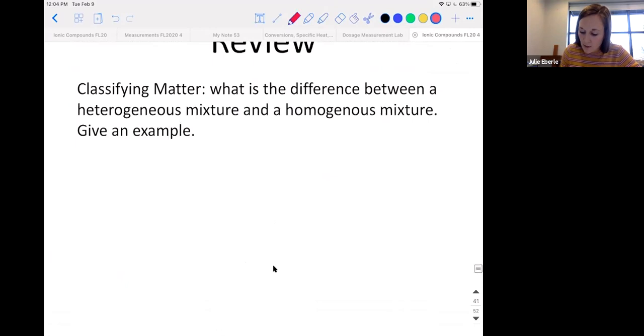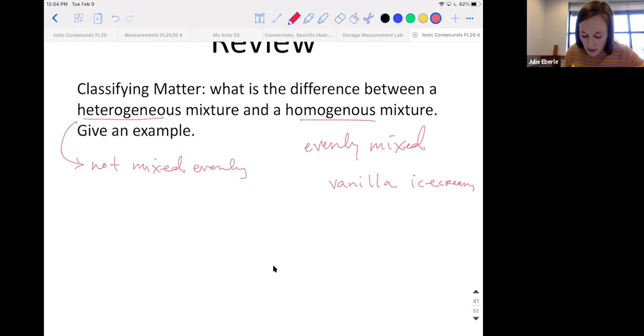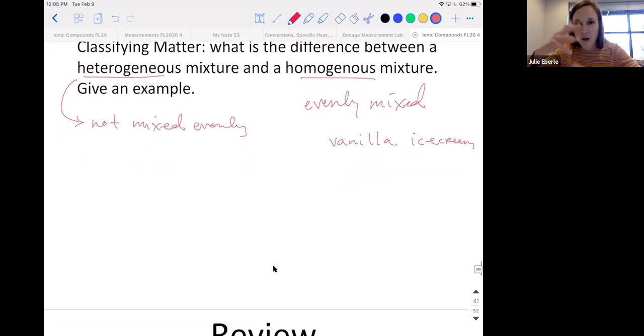What's the difference between heterogeneous and homogeneous? Homogeneous is evenly mixed. Okay, even throughout. You have multiple things mixed together, but they're distributed evenly. Example would be vanilla ice cream. Heterogeneous, the things are mixed, more than one thing, but it's not mixed evenly. Okay, it's not uniform throughout. The example is, what's a good example? Cookies and cream ice cream. Thank you, Mackenzie. I'm not going to take the time to write that, but cookies and cream ice cream. Sand and water, vegetable soup, things where every bite would be different.